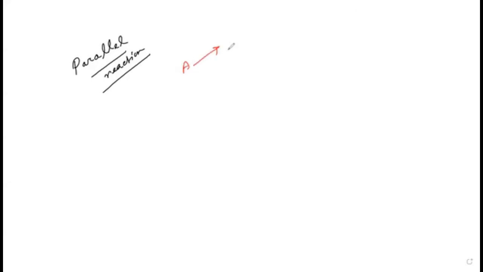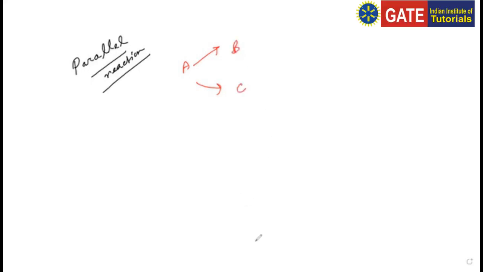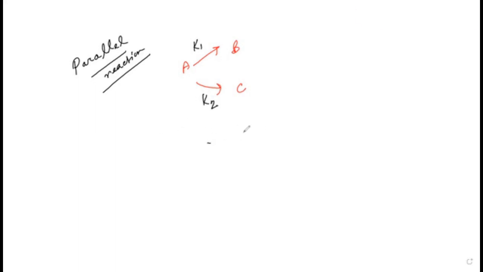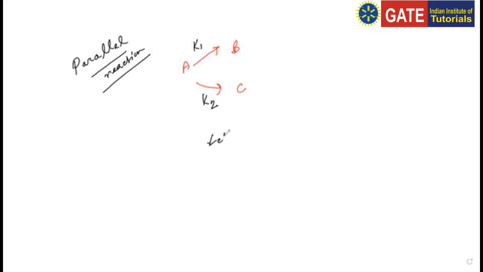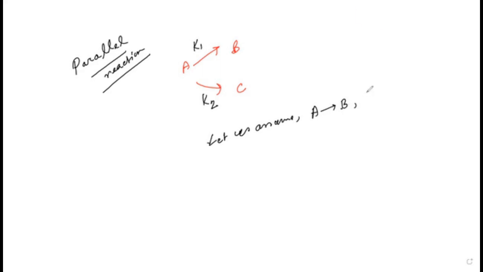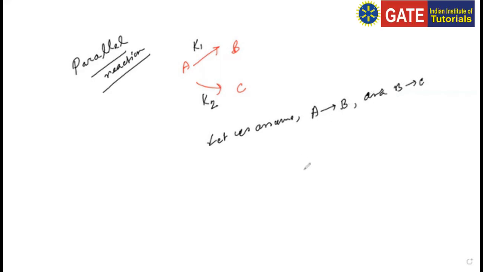Parallel reaction. A giving B and C, this is nothing but K1, this is nothing but K2. So for this, let us assume A to B and A to C.